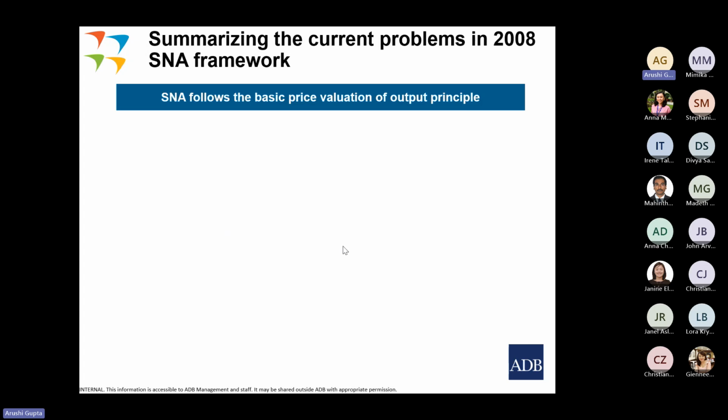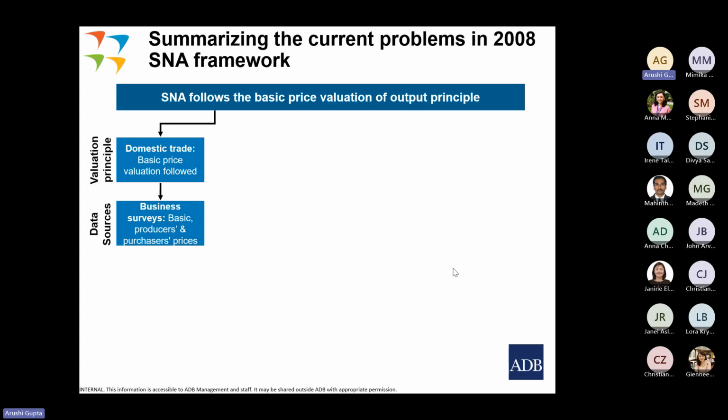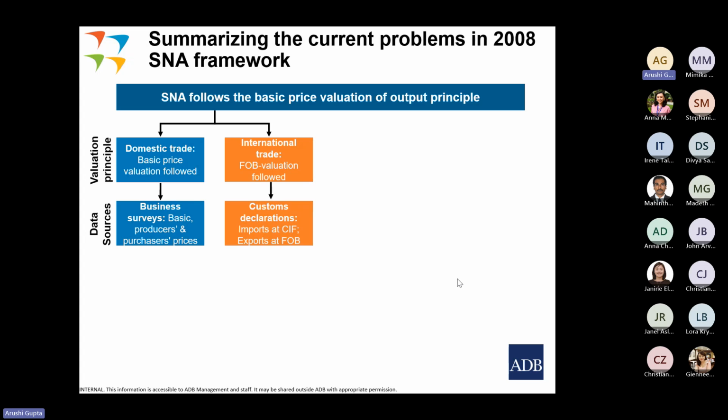So, in conclusion, and to summarize what we discussed so far, the overall SNA guidelines follow the basic price valuation of output principle. In the case of domestic trade, the valuation is consistent with the principle of valuation at basic price of output, as the actual transaction data is available from business surveys conducted among domestic enterprises. However, the SNA follows the FOB valuation principle when it comes to valuation of imports and exports. The main data source when it comes to imports and exports usually comes from customs declarations, which value imports at CIF and exports at FOB.